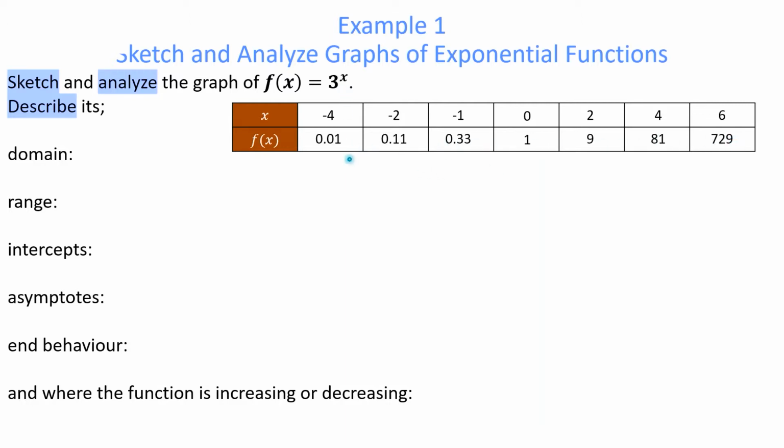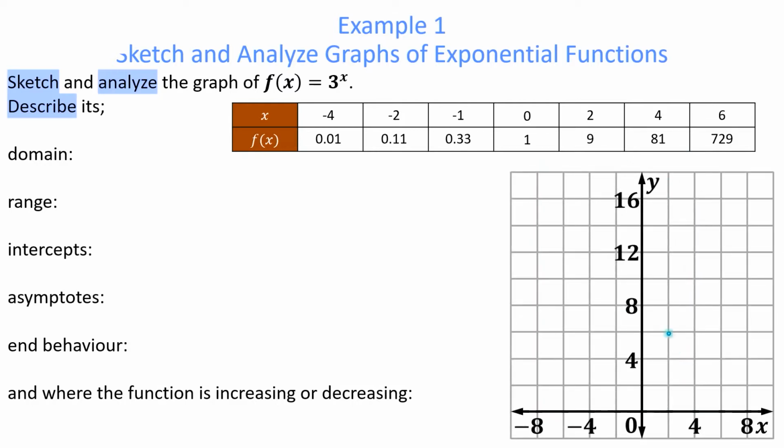You'll notice the first three values are significantly small, and 81 and 729 are quite large. So on our grid here, I can only plot these 2 points. So we have 0, 1 and 2, 9. With practice, you'll start to recall quickly what exponential graphs look like. This one looks like so.